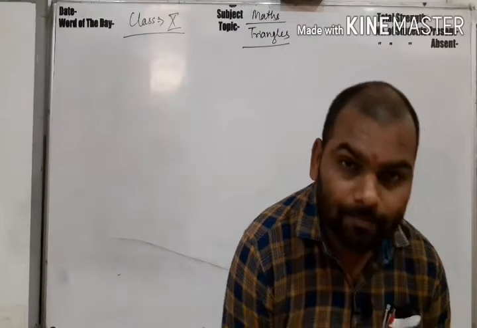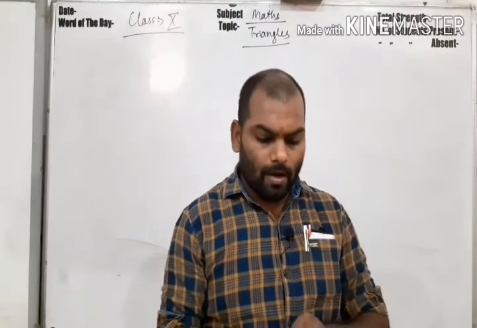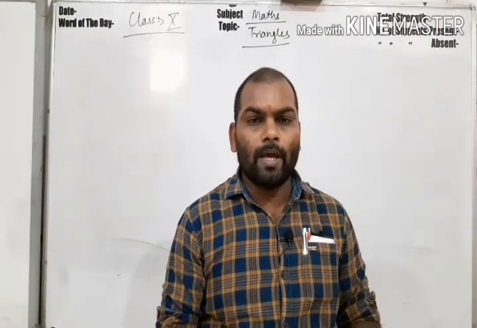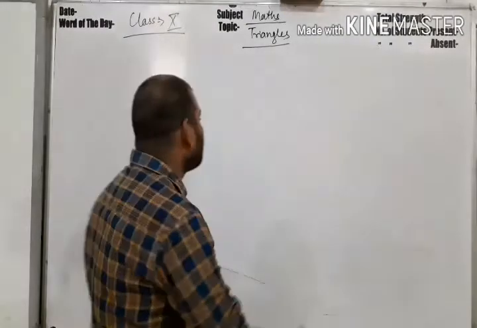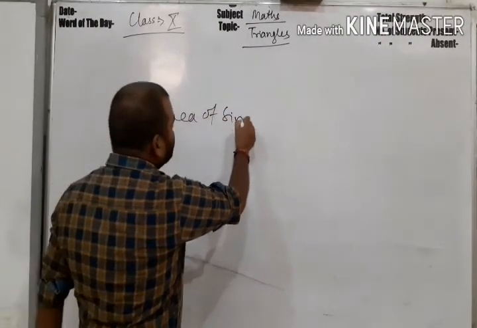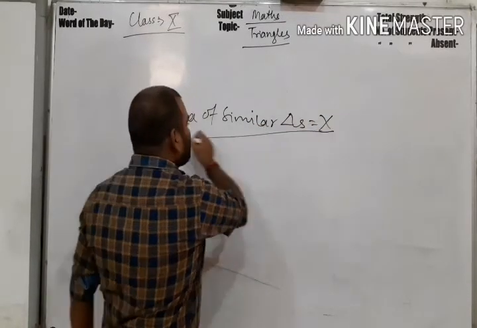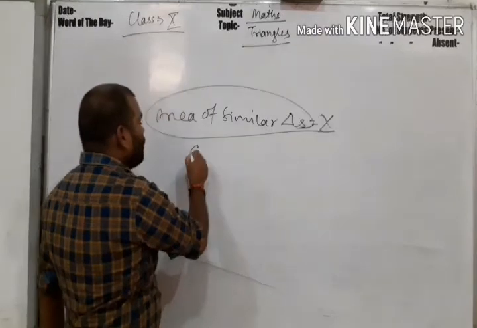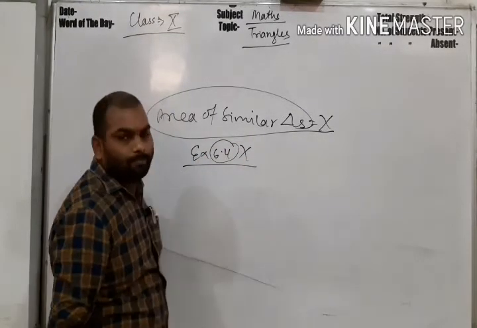Till now we have completed exercise 6.3, okay? That is the similarity of triangles. Now the next theorem is area related to similar triangles. This has been reduced, okay? Area of similar triangles is reduced, okay? So exercise 6.4 is reduced for this year.